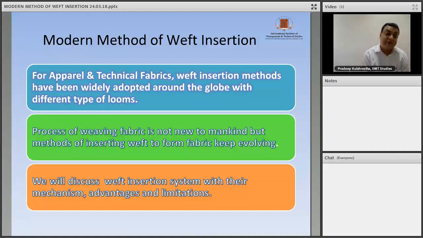The process of weaving always remains basically the same, but the procedure of weft insertion always differs from loom to loom, and it depends upon the type of fabric to be woven on the loom. We have to select. We will discuss the weft insertion systems, their advantages and limitations in this presentation.